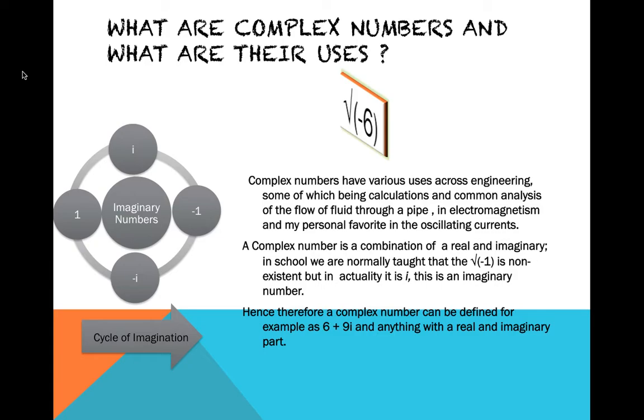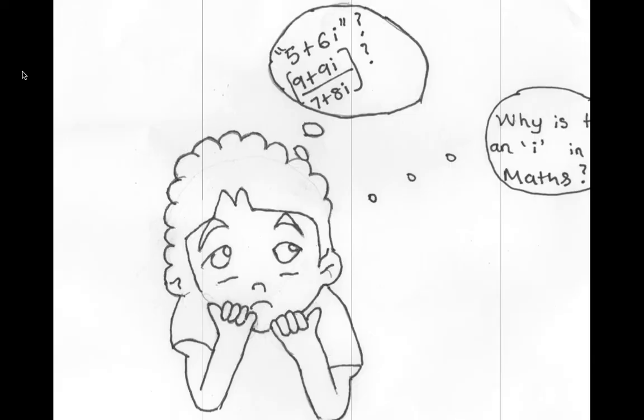The cycle of imaginary numbers shows how i changes with increasing powers. i is equivalent to i raised to the power 5 after going around the cycle. In school, we were normally taught that the square root of minus 1 is non-existent, but it was not a lie, merely an omission of the whole truth.